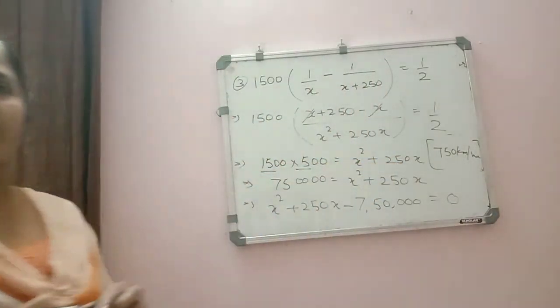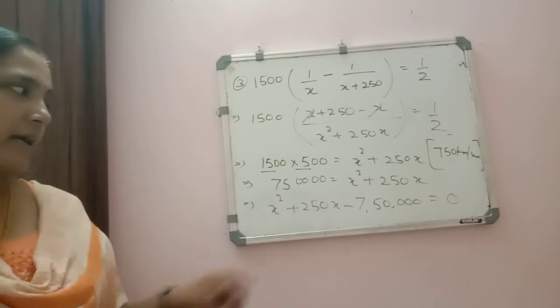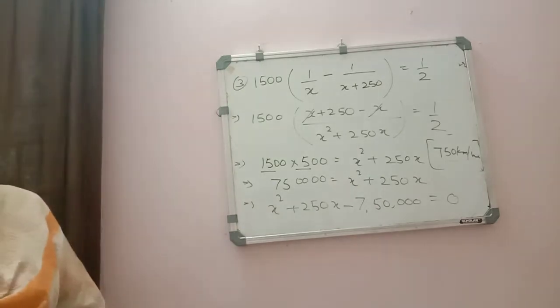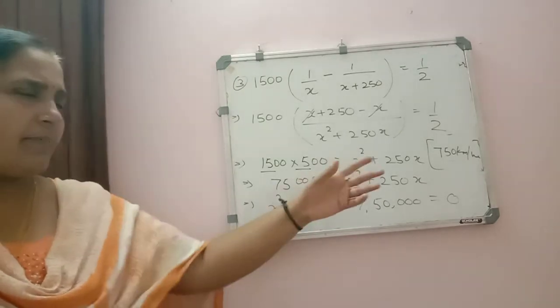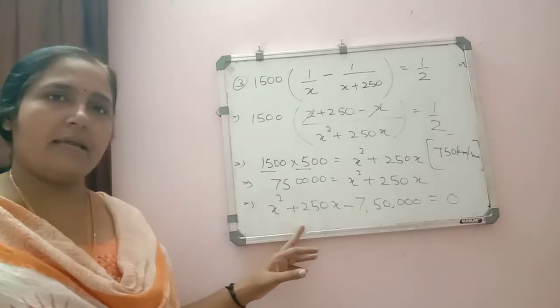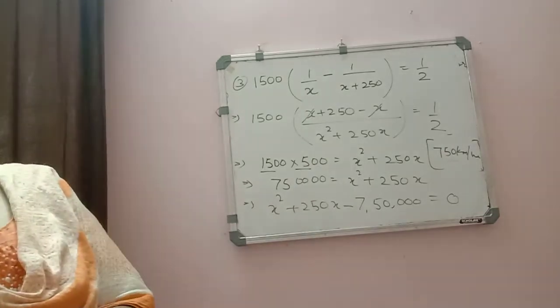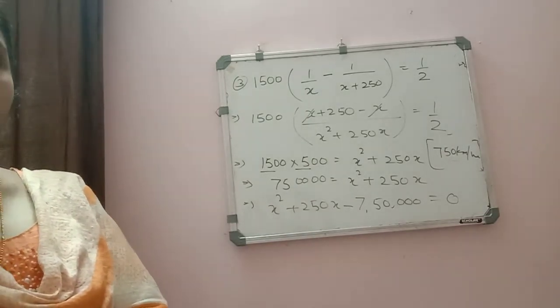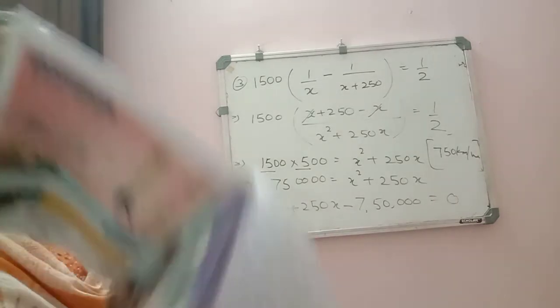x equal to 750 km per hour. Again, you will get 2 values of x, one positive and one negative. And since we always take speed as positive, we will avoid the negative value.